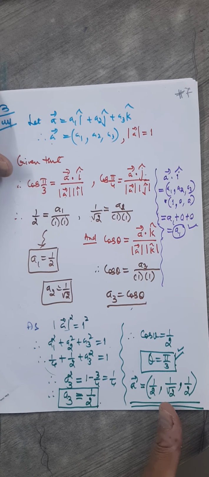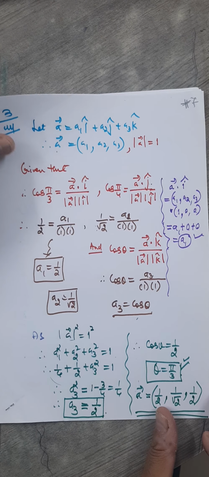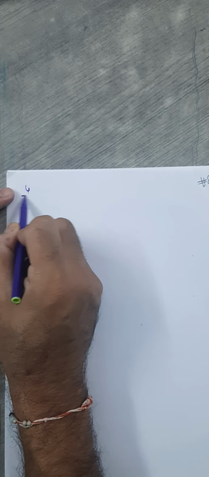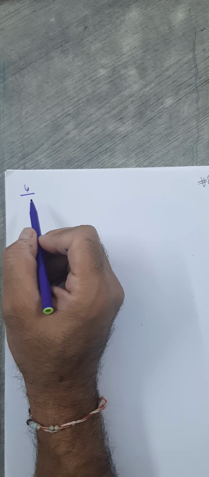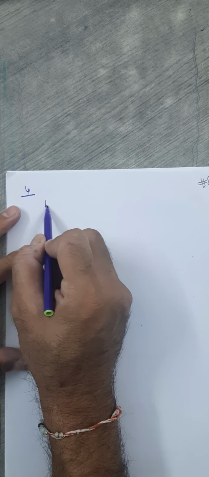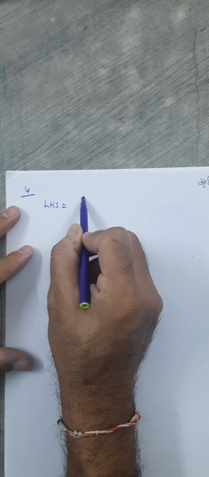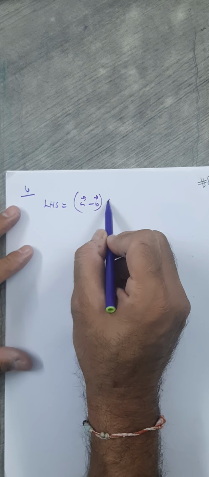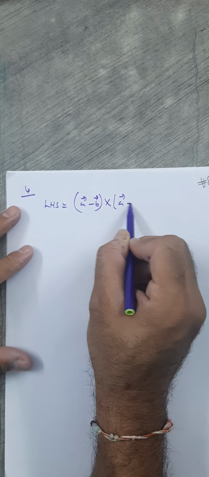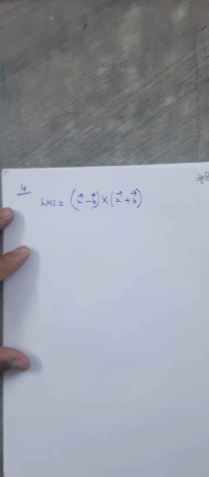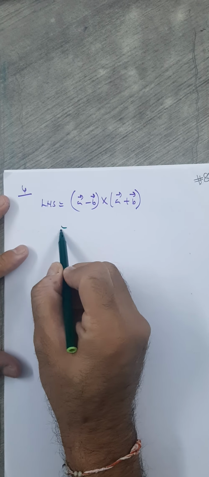Now the next question, question number 4, the fourth question. Let's see that. You want to show that the LHS equals the RHS expression. What's the LHS expression? You have vector A minus vector B cross vector A plus vector B. So simply the distributive property, right? We open the bracket in simple language. So I'm opening the bracket.